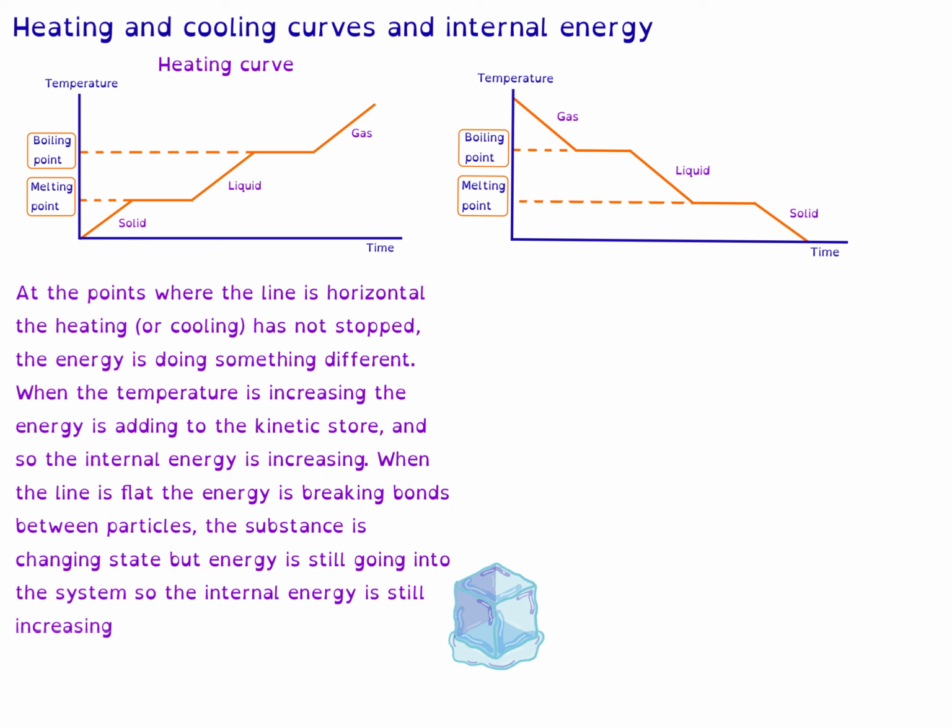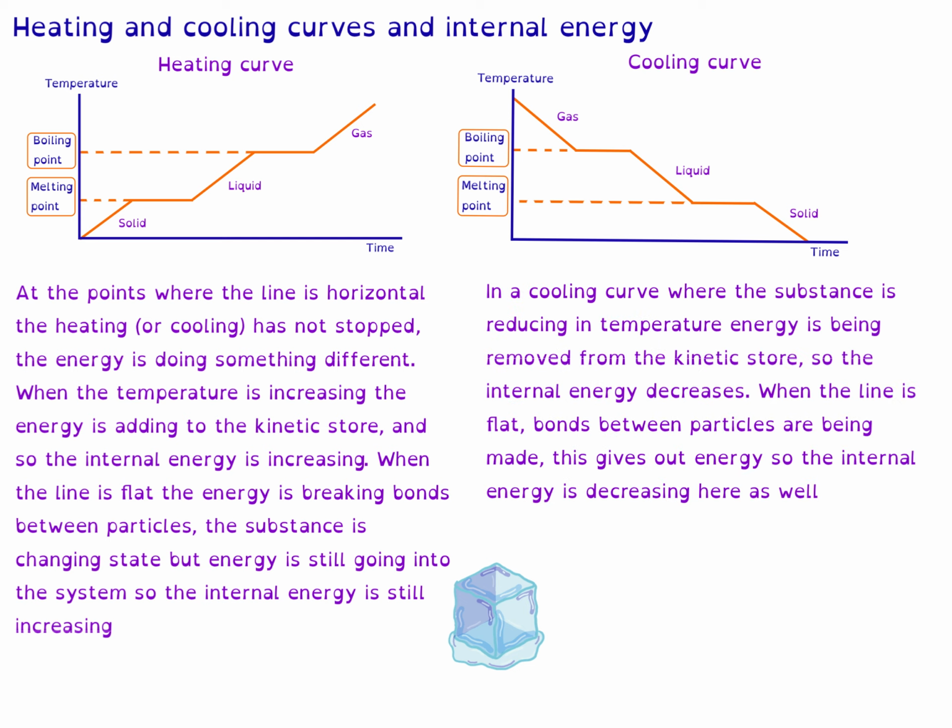The energy is just doing something different. When the temperature is increasing, the energy is added to the kinetic store, and so the internal energy is increasing. When the line is flat, the energy is breaking bonds between the particles. The substance is changing state, but the energy is still going into the system, so the internal energy is still increasing.